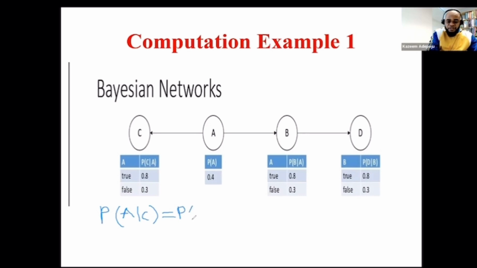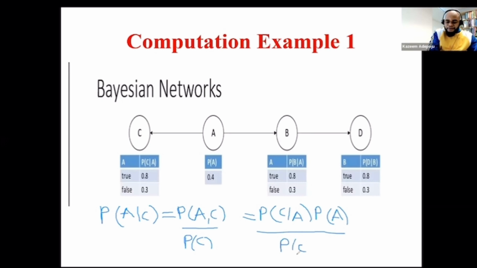Which is going to be the joint probability divided by the probability of C. In that situation, the joint is the probability of C given A multiplied by the probability of A, and everything divided by the total probability of C. Now, the probability of C given A is 0.8, then the probability of A is 0.4.